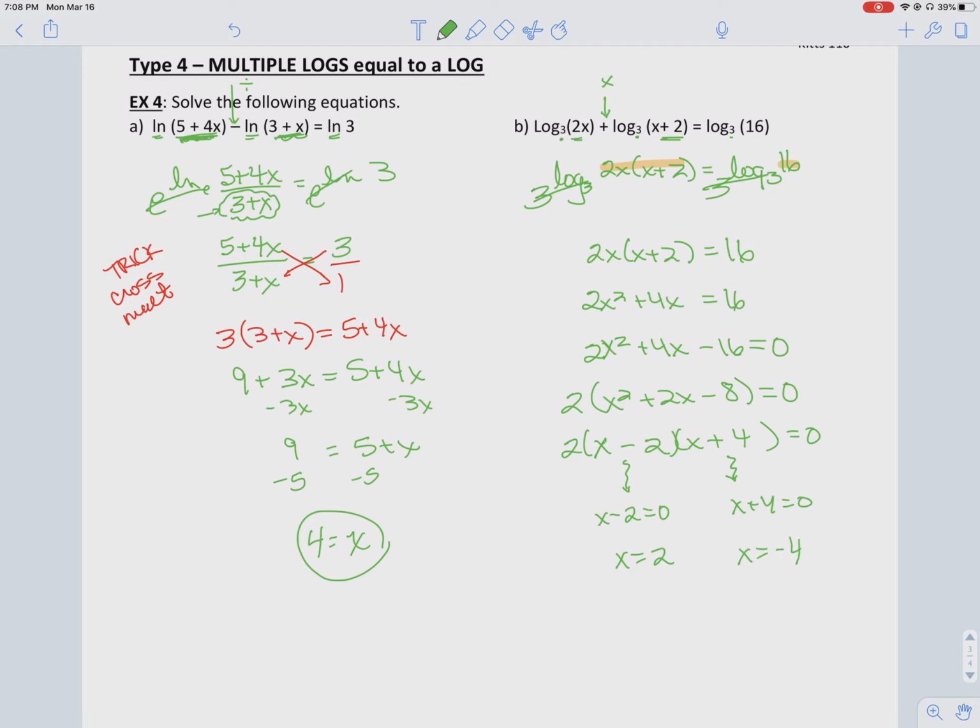We've got to make sure that these guys up here are going to be positive. So if I put a 2 in there, I'm great. But if I put a negative 4 in there, it's going to give me a negative. So I just have one answer, x equals 2. And that is it for this section.